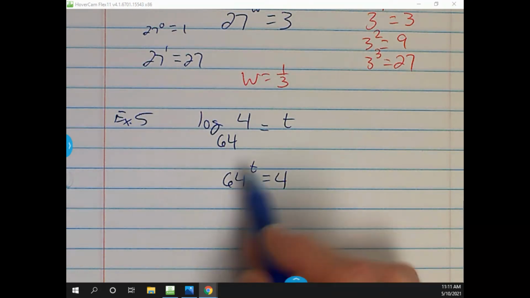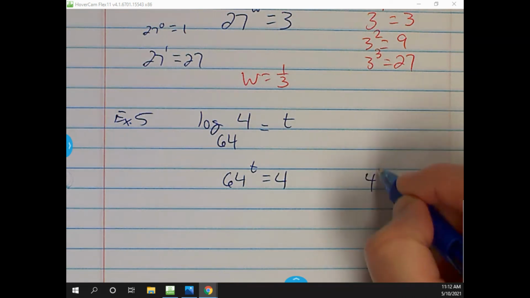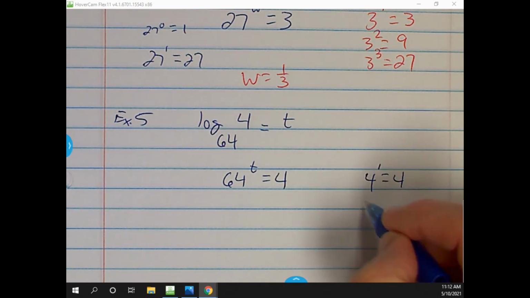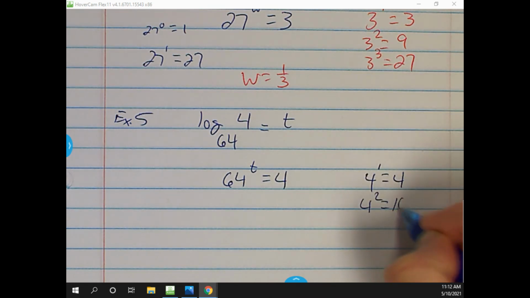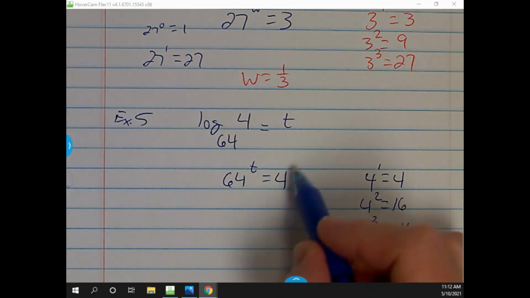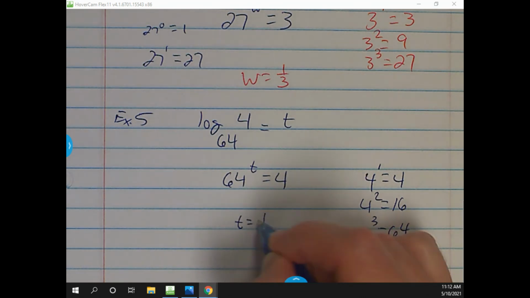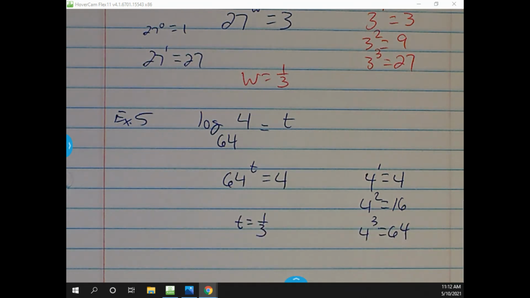And again, we know the base is bigger, so we know it's getting smaller. So there's where you kind of go backwards on it. 4 to the first would be 4. 4 squared is 16. 4 to the third would be 64. So again, if the t was over here, it would be 4 to the third. But since the t is over here, it's going to make it out to be the 1/3 power.